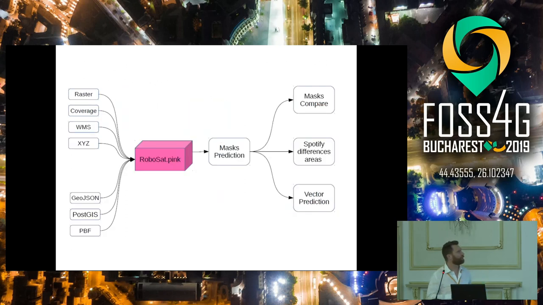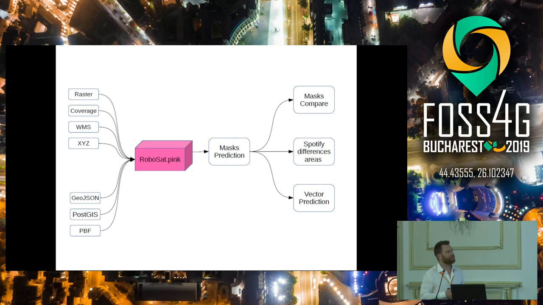So in RoboSat.pink, what kind of input can we play with? We can play with any kind of raster able to be read by GDAL. It can be a raster file or coverage raster, or it can come from web services, so it could be a WMS or XYZ web services. As vector, you can use either GeoJSON, PostGIS, or PBF, a file format widely used with OSM output. With this kind of input, for imagery or for vector, you are able to train and to predict new masks.